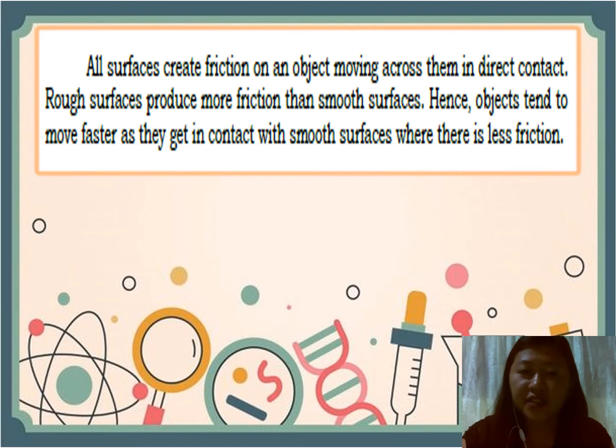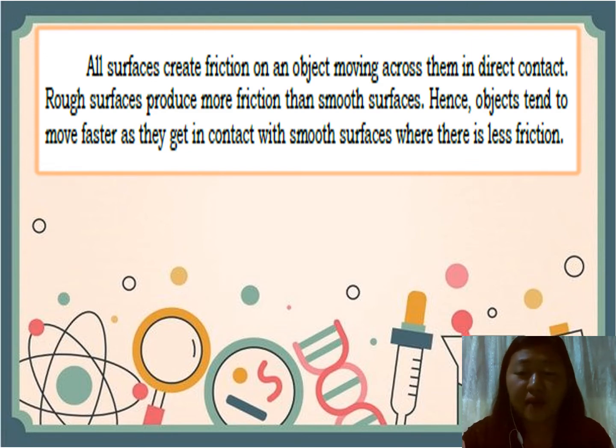All surfaces create friction in an object moving across them in direct contact. Rough surfaces produce more friction than smooth surfaces. Hence, objects tend to move faster as they get in contact with smooth surfaces where there is less friction. So, all surfaces, whether rough or smooth, create friction. But they differ. If you have a rough surface, there is greater friction. And if you have a smooth surface, there is less friction.